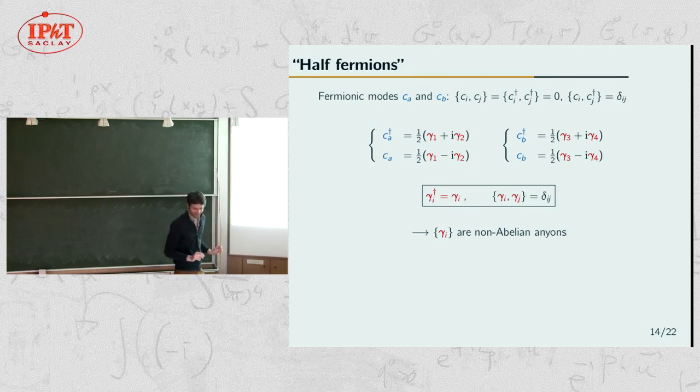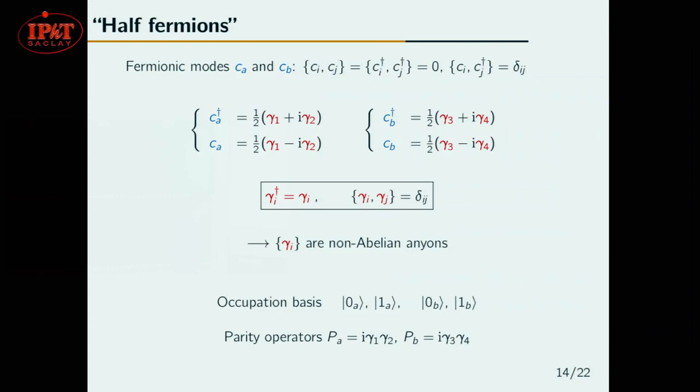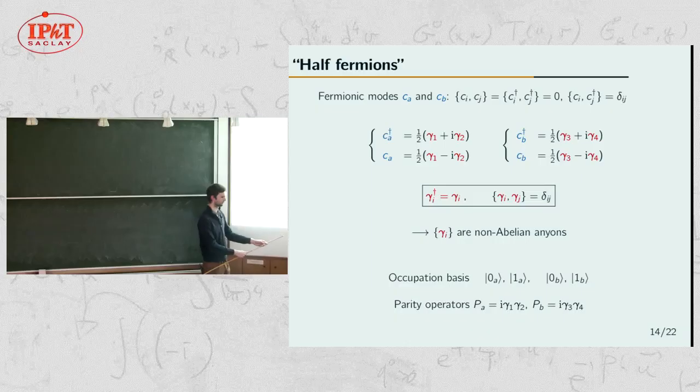Okay. So yeah, my point now is to try to show you, starting from this, that these are indeed non-Abelian anyons. And in order to do this, let me introduce just some basis of my Hilbert space, because I want to show that when I make an exchange, I change the state of the system. So I will start with a basis. The natural one is the occupation basis of these 2 fermionic modes. So it's either A is empty or occupied, or B is empty or occupied.